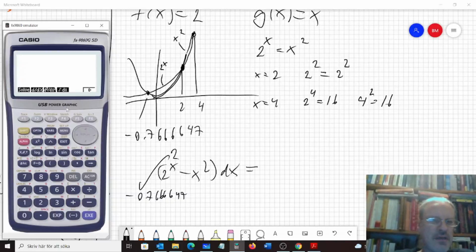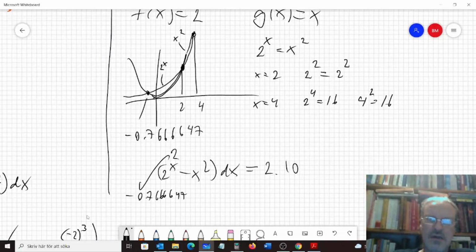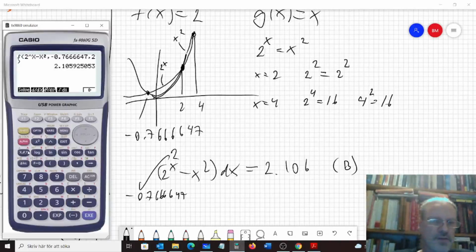So we take the integral of 2 to the power of x minus x squared from minus 0.7666647 to 2. And we find an area of 2.106. I will store this in a variable, say b. So store alpha b.